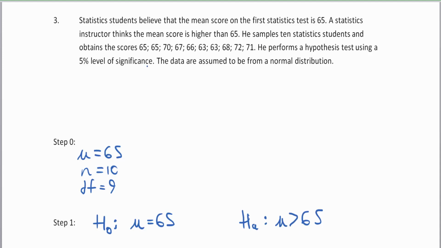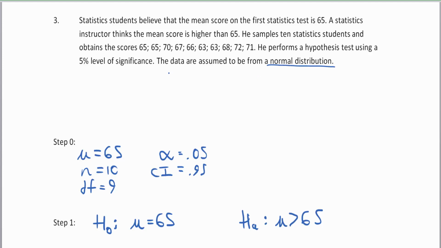He performs a hypothesis test using a 5% level of significance, so that is my alpha. My alpha is 0.05. My confidence level would then be 95%. I'm 95% sure of this information, or I want to test to the 5% chance of making a mistake. Now the data is assumed to form a normal distribution. This can be a sentence that will get us out of step 2. Step 2 is a test to assume normality, so because this sentence is given, we could literally skip step 2.